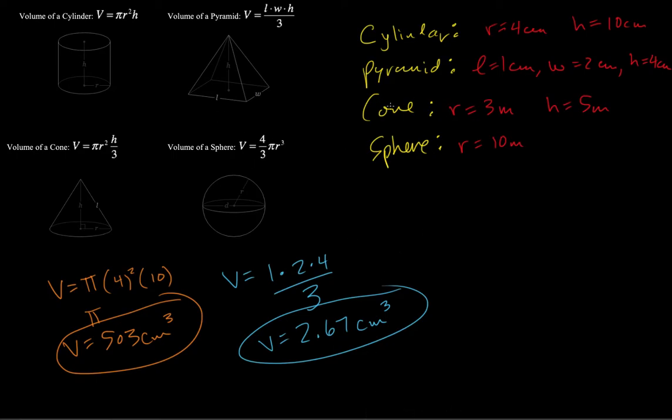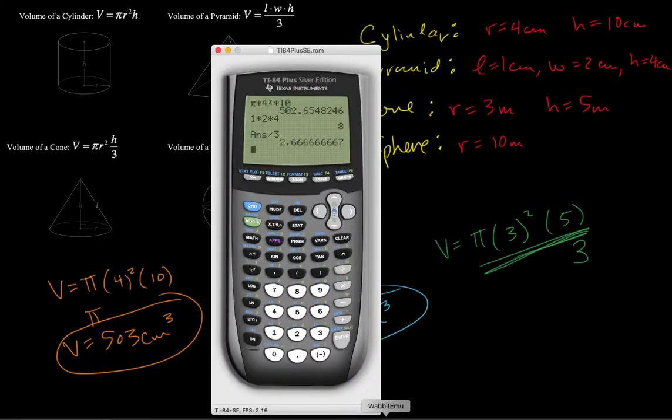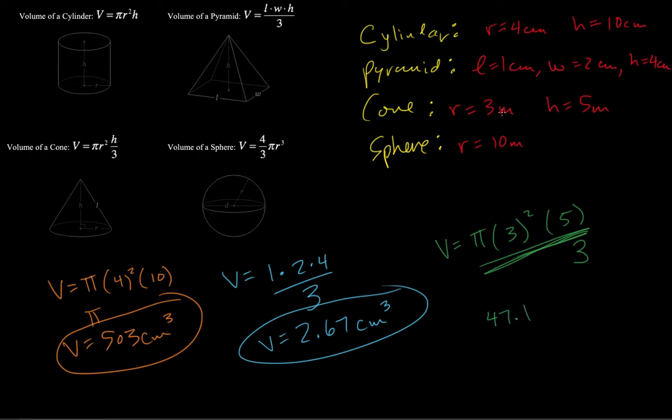Okay. Now we're doing a cone. So we're using this formula over here. So volume is pi, and then times r, which is 3 squared, and then h, and that's over 3. We could also visualize it as being under everything if we wanted to. So we have pi times 3 squared times 5, hit enter, divide that by 3, and I get 47.1. Originally it was measured in meters, and so now this is meters cubed because volume is 3 dimensions.